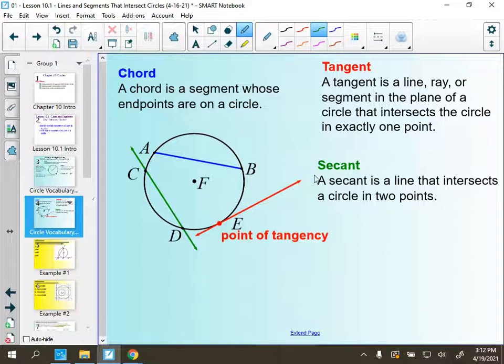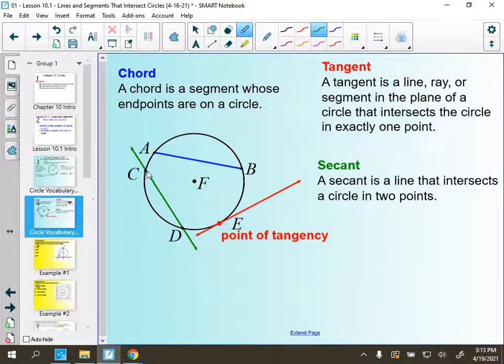Let's come over here to secant next, in green there. So we're on circle F. A secant is a line that intersects the circle in two points. You can see we've got line CD passing through the circle, intersecting at point C, continuing through the circle, and then hitting again at point D, and then continuing on. So the difference between chord and secant is that a chord is finite. It has a beginning and an end, points A and B as endpoints. With a secant, we're talking about the entirety of this line, continuing forever in both directions.